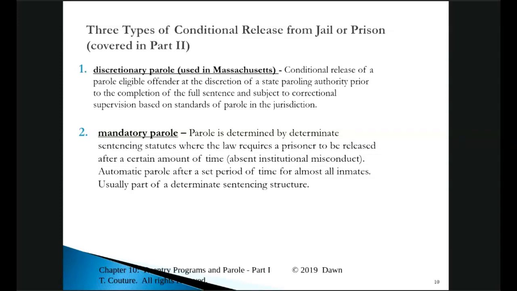The mandatory parole system that exists in a number of states involves determinate sentences, a fixed amount of time. Unless he or she has institutional misconduct or is extremely dangerous and ineligible, the person will be released after serving a certain percentage of their sentence. As I said, typically 85%, in a few jurisdictions it may be 67%. So long as you have no institutional misconduct, you're not convicted of a crime that is parole ineligible, and you're not deemed to be too high a risk to public safety, then you're guaranteed parole after you complete X amount of time.